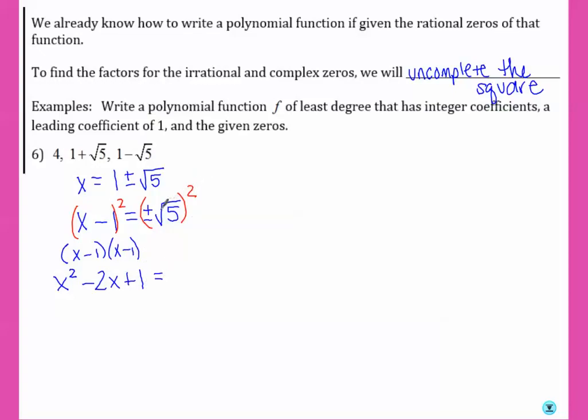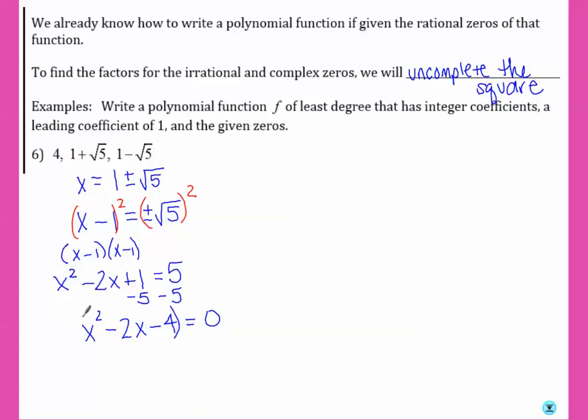If we square the square root of 5, or we square the negative square root of 5, we're going to get the same answer. If you square a square root, they undo each other, and we're just left with the 5 that's underneath. The last step is to bring this back so it's equal to 0. And I have x squared minus 2x minus 4 equals 0.